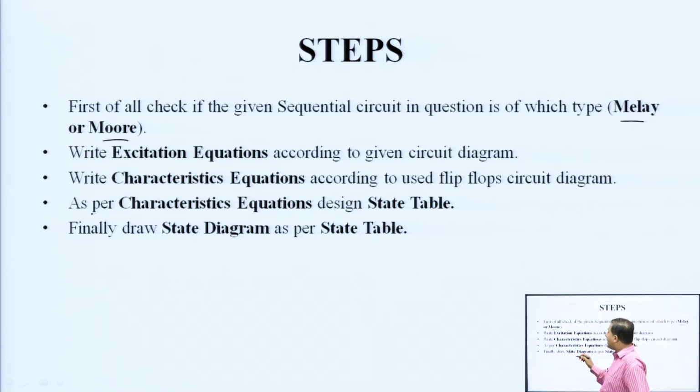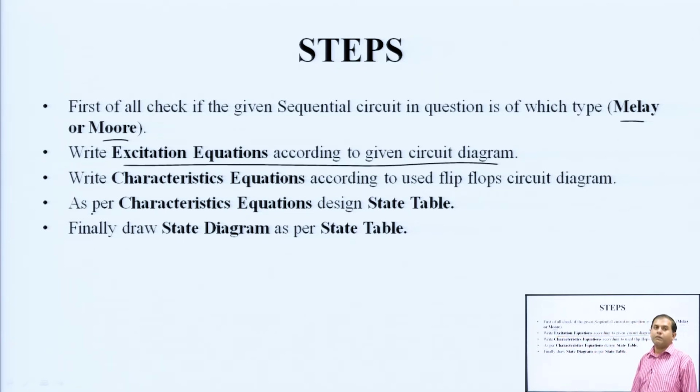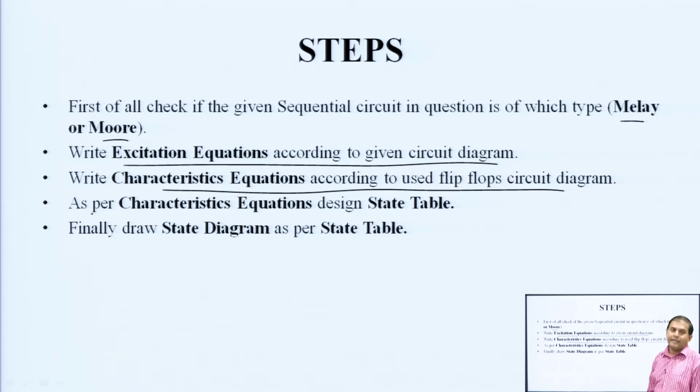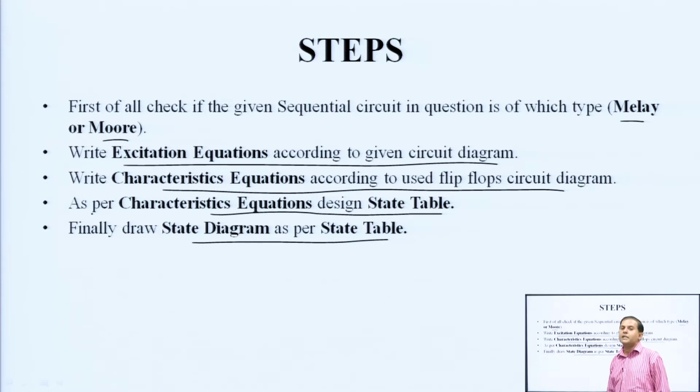So, first of all check whether the circuit given in the question is Mealy type or Moore type. Next, we have to write the excitation equations according to the given circuit. From the circuit itself we will write the excitation equations, then write the characteristic equation according to the flip flops used in the circuit. Whatever flip flop is used, you have to write the characteristic equation for them, and as per the characteristic equation design the state table, and finally from the state table you have to build the state diagram. So, let us take an example and proceed.